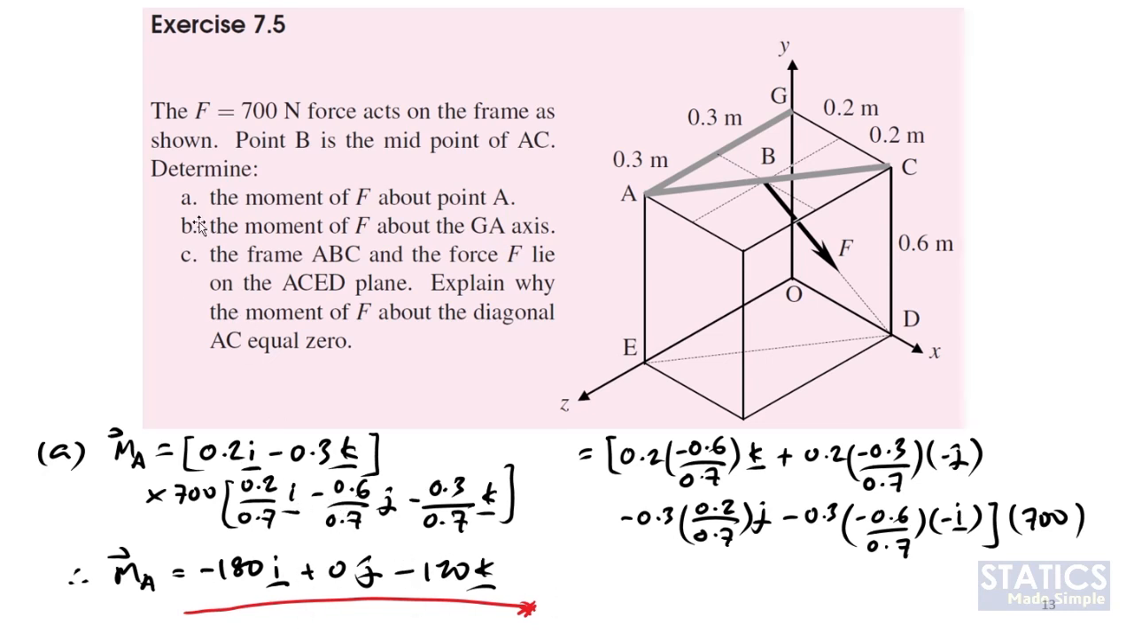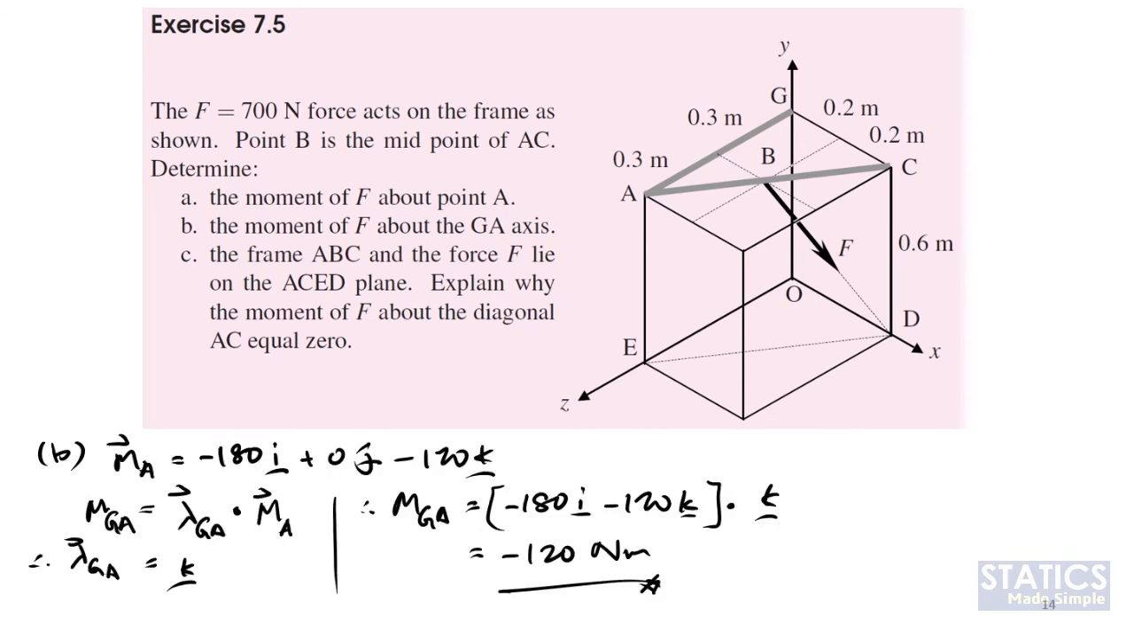Alright, the next question: moment of force F about GA axis. Where is point G and A? So this is point G, this is point A. GA axis means it starts from G and ends at point A. Be specific with that: start from G, ends at A.